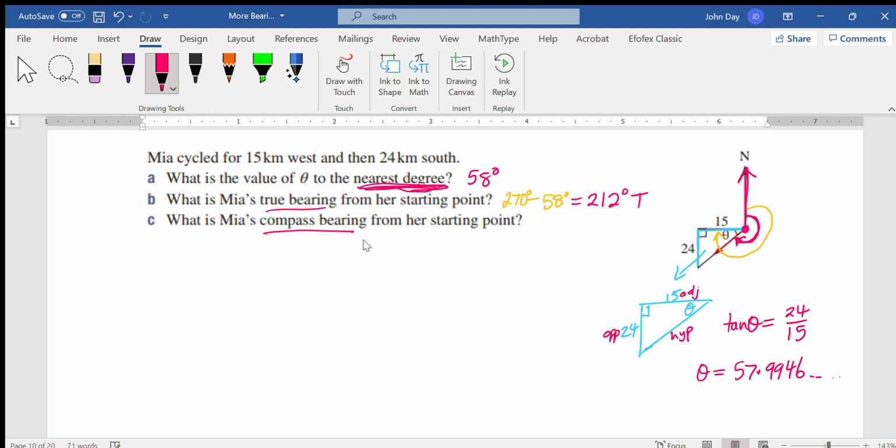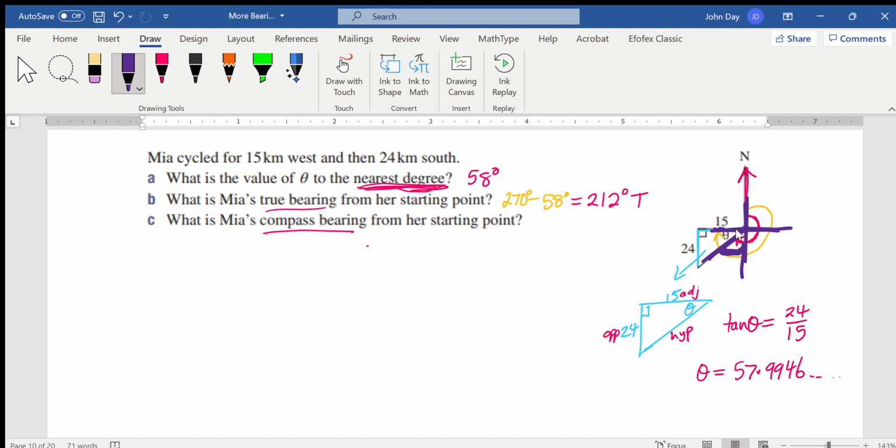And then the last question doesn't want to know the true bearing. The last question wants to know the compass bearing. Remember, compass bearings are the north, south, east, and west. So if I draw that in purple on top there, north, south, east, and west, I need to know this little purple angle that I'm marking in here.